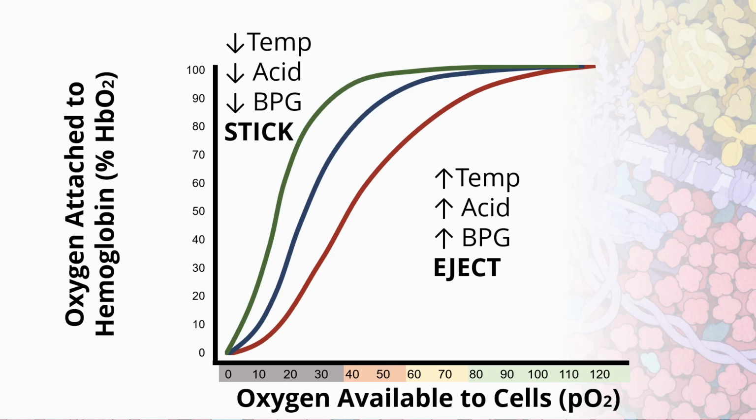And likewise, when the temperature is lower and the acidity of the blood is lower and the production of BPG is lower, like when it's closer to the lungs, oxygen has a tendency to stick to the hemoglobin. And this is how we can use the oxyhemoglobin dissociation curve to describe alterations in the affinity of oxygen to hemoglobin.